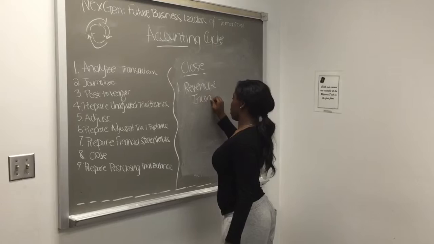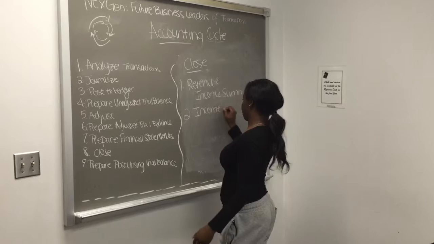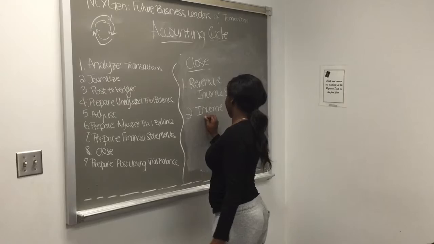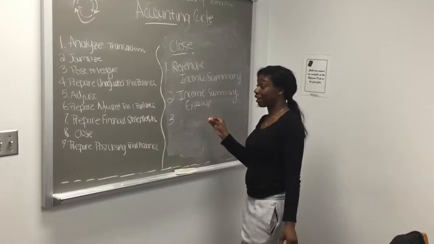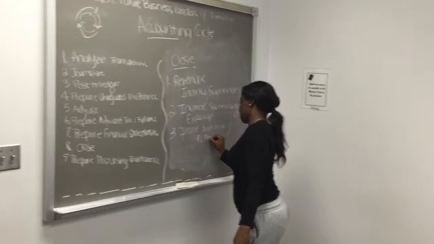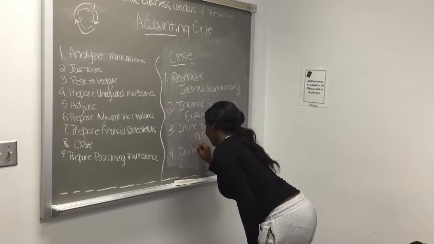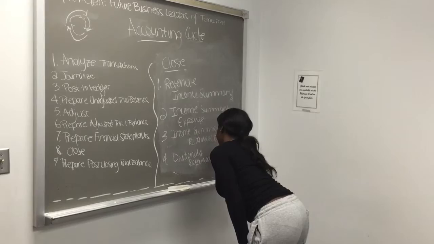Because revenue is usually a credit, we're going to debit it to zero out the balance. Then we close expenses to our income summary. And because expenses are usually debited, we're going to credit it. Because retained earnings is usually a credit and it's a permanent account, you just leave it as a credit. So you close your income summary to your retained earnings. Then you close your dividends to your retained earnings. And that's how you close your accounts.